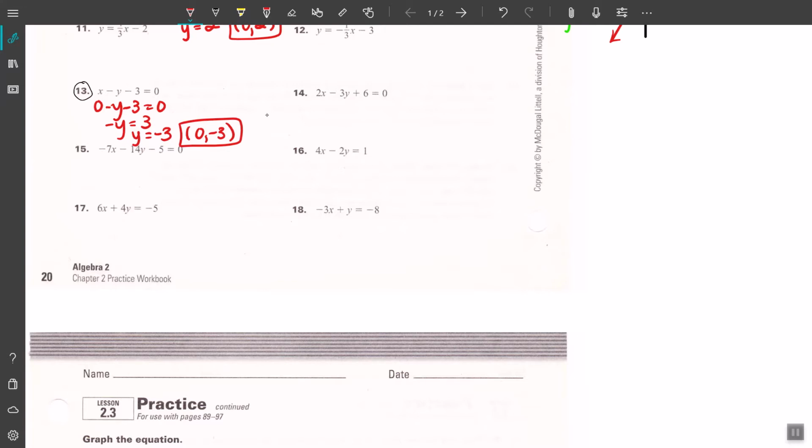And then I can do the same thing, only reverse. Put 0 in for y. And x is 3 when y is 0. And in coordinate pair form, it would look like that. So you could plot both of those points and join them together with a ruler and get the graph of this line right here. It's just another way to graph these.